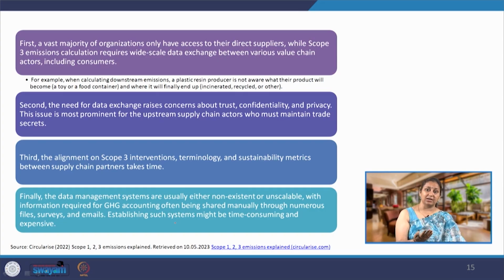Sometimes we want to declare, and at other times the business requirement is such that we cannot declare. So, that is another challenge that is faced by a lot of companies which want to declare. The third is the alignment on scope 3 interventions. So, this is what I have been discussing, that scope 3 is really wide and there is not one party as a stakeholder, there are multiple stakeholders through the entire value chain.